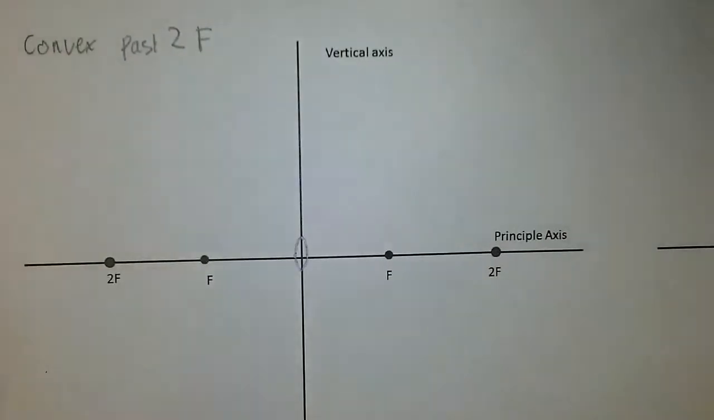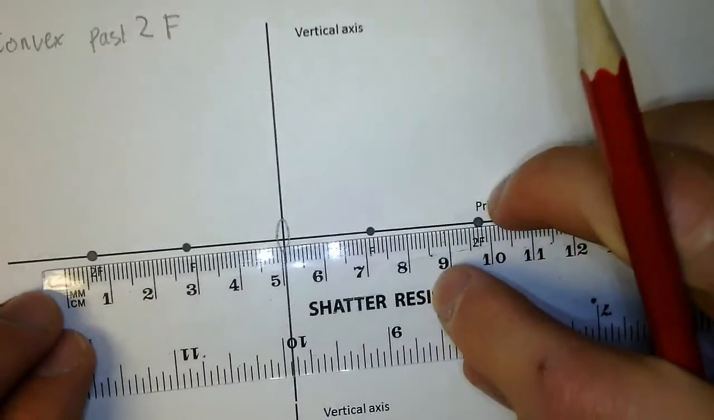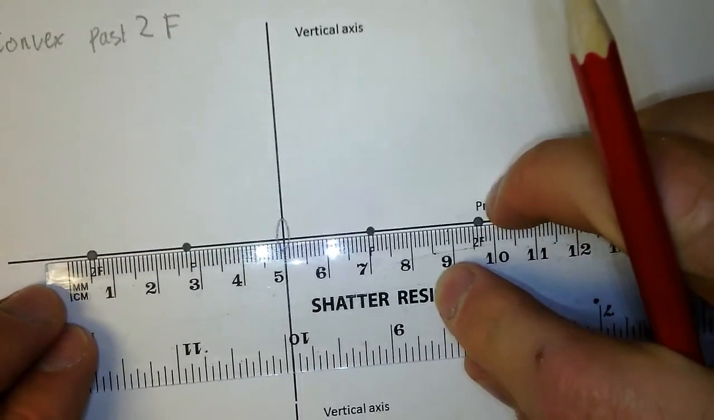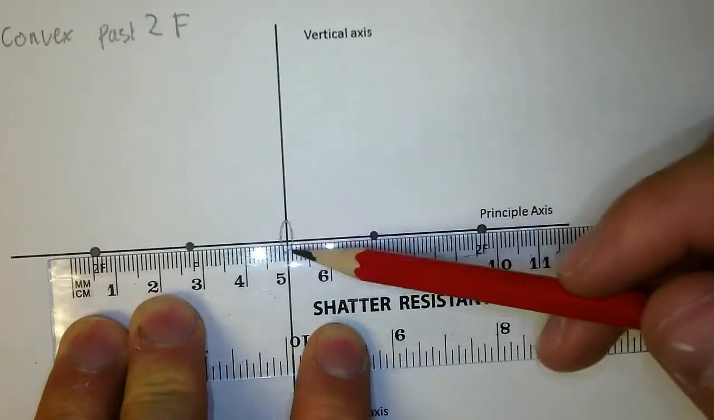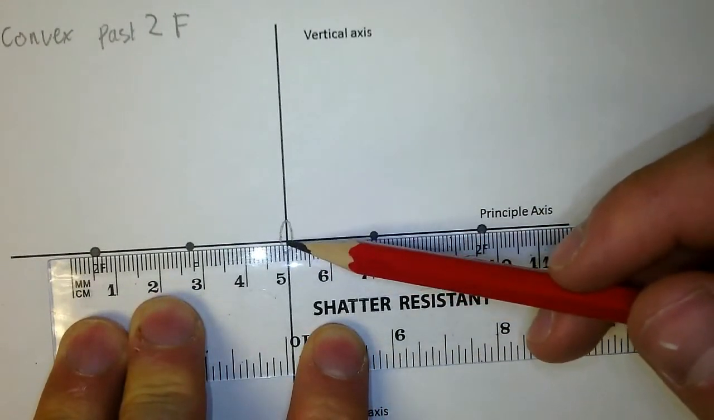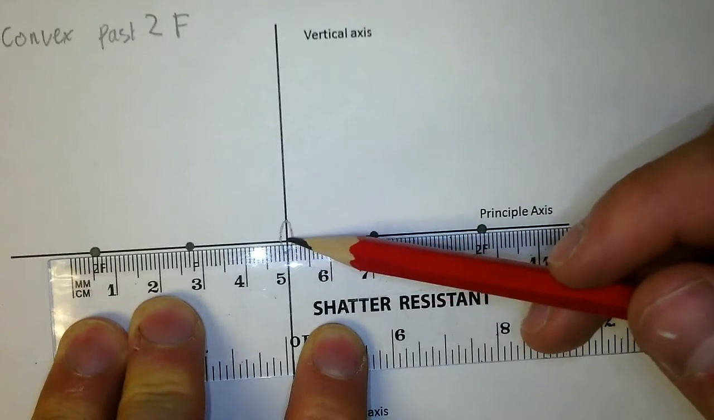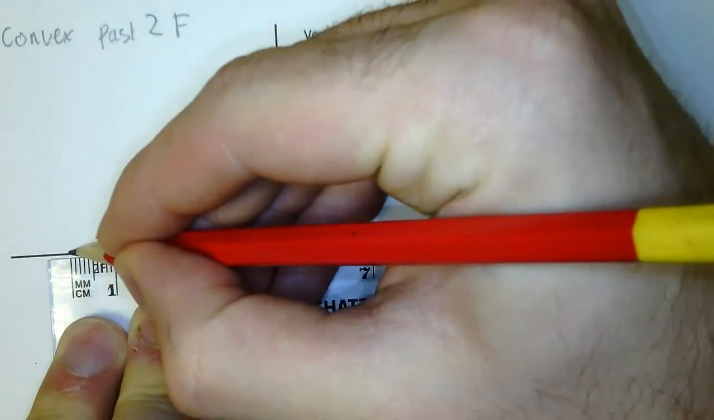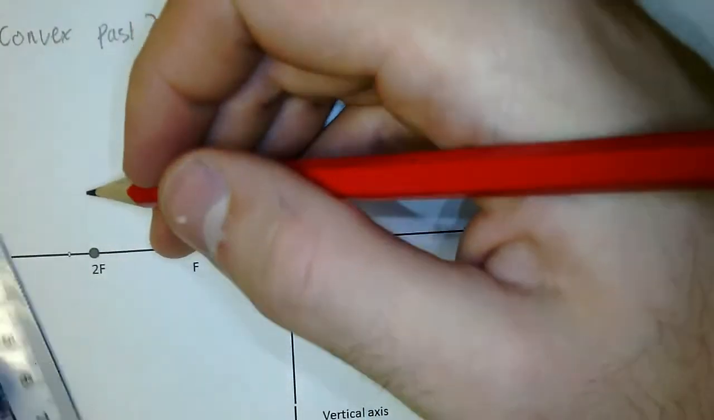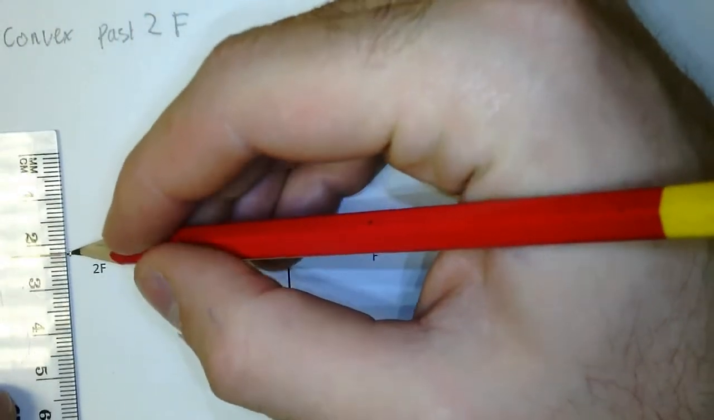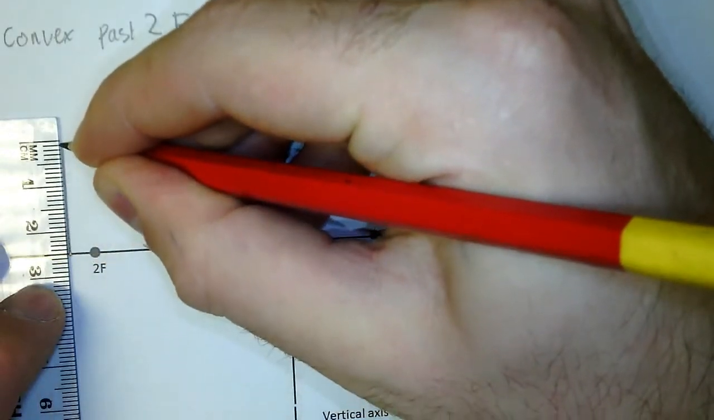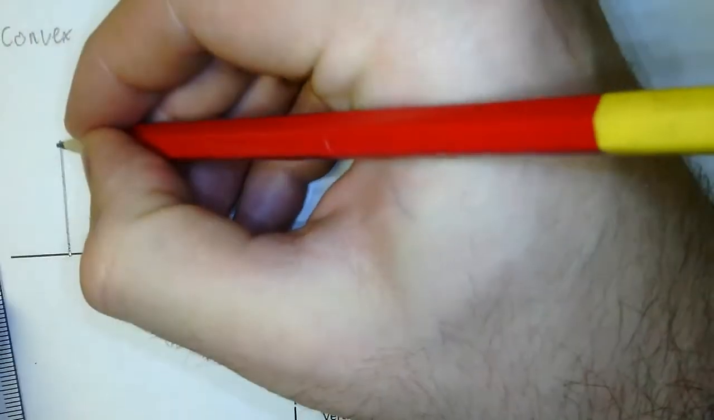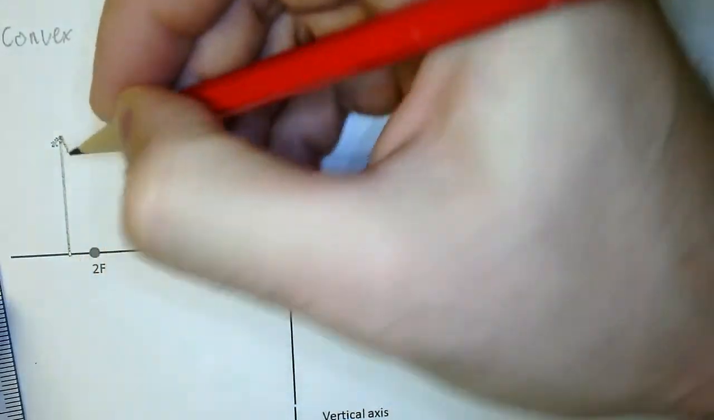So my object is going to be 5 centimeters from my vertical axis. The vertical axis shows you where the lens is placed. So I'm going to do 5 centimeters from there, and I'm going to make it 2.5 centimeters tall. For my object, I'm just going to draw an arrow 2.5 centimeters tall.